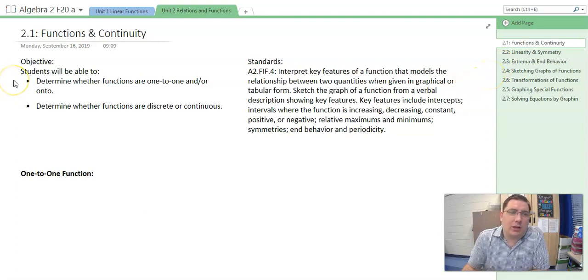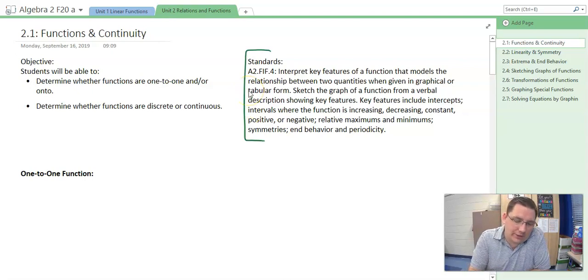So the objectives of this first section on functions and continuity. You'll be able to determine whether functions are one-to-one and/or onto, and be able to determine whether functions are discrete or continuous. And this falls under our standard of F-IF.4 here on interpreting key features of a function that models a relationship between two quantities when given in graphical or tabular form.